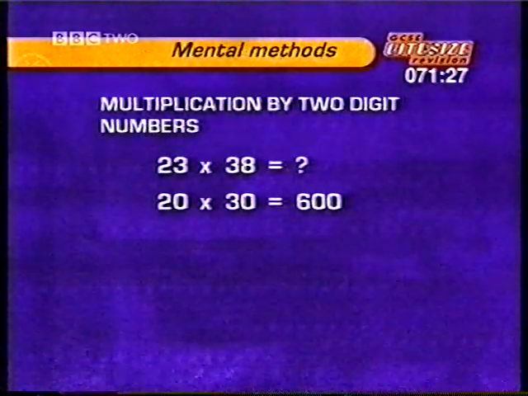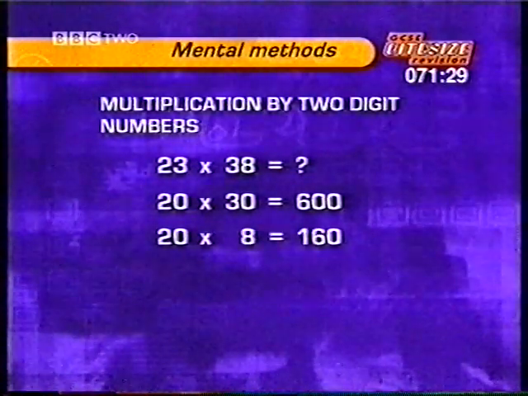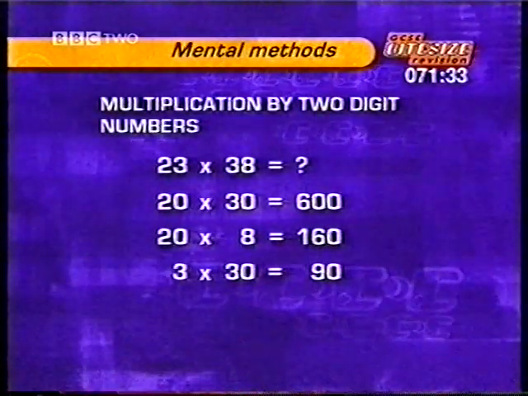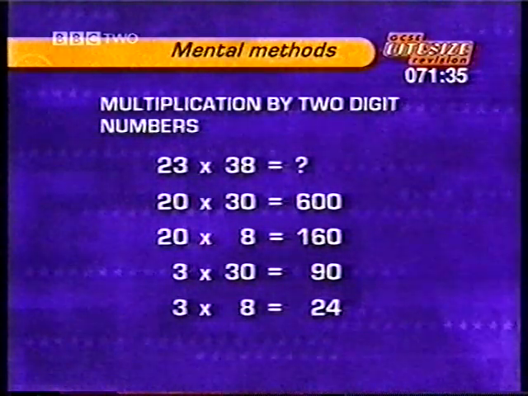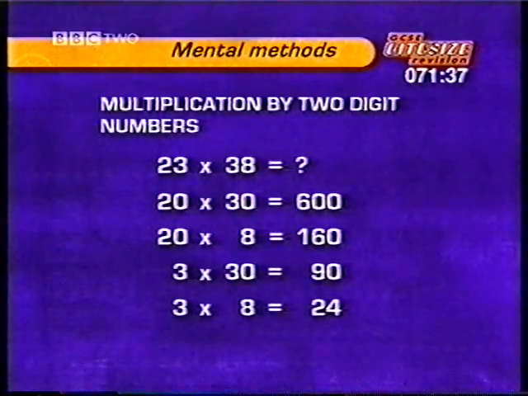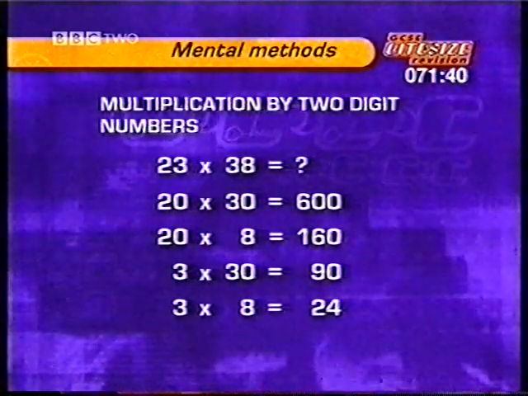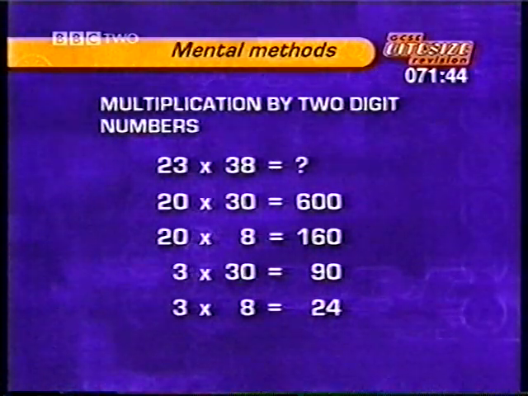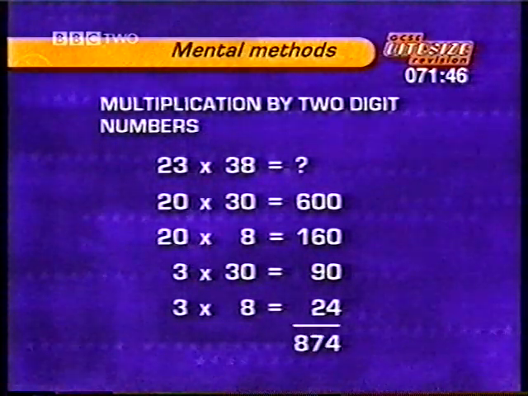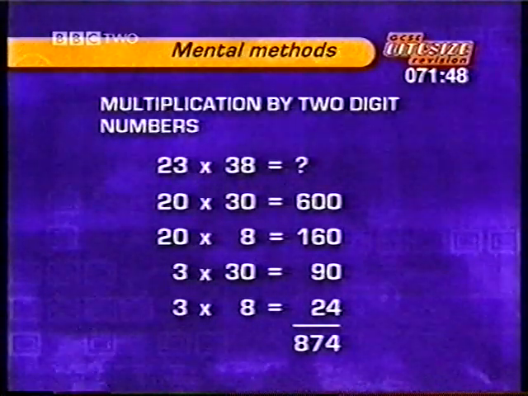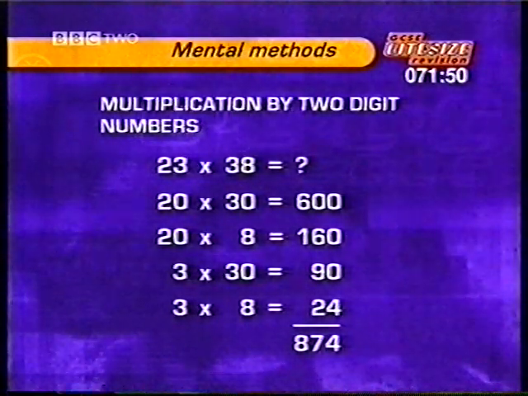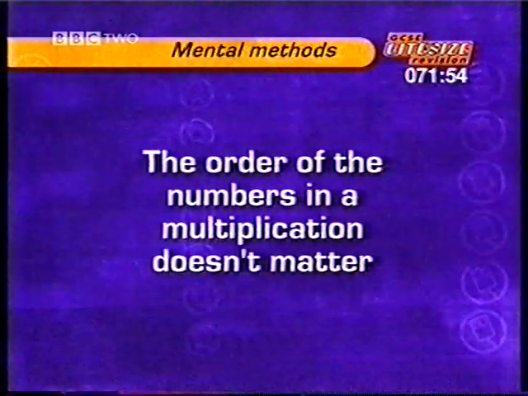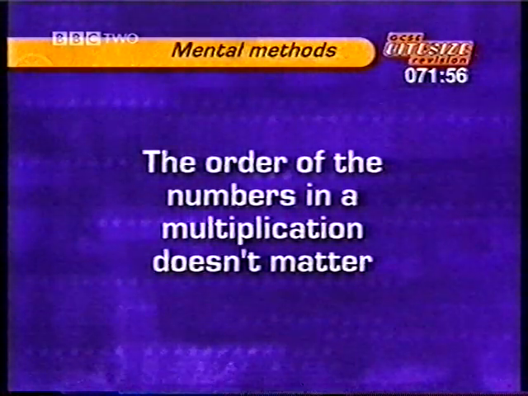So 20 times 30 is 600, 20 times 8 is 160, 3 times 30 is 90, and 3 times 8 is 24. Add all the parts up, 600, 160, 90 and 24, to get the answer 874. If you use this method, you may need to jot down the subtotals as you go. Remember, as with addition, the order of the numbers in a multiplication doesn't matter.